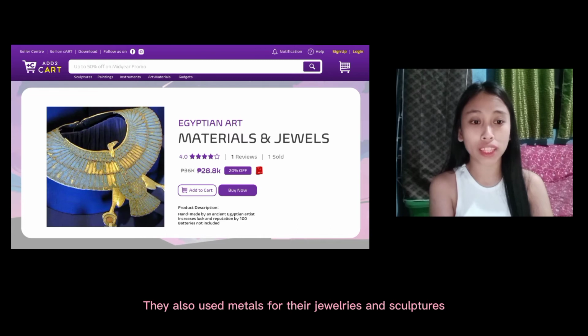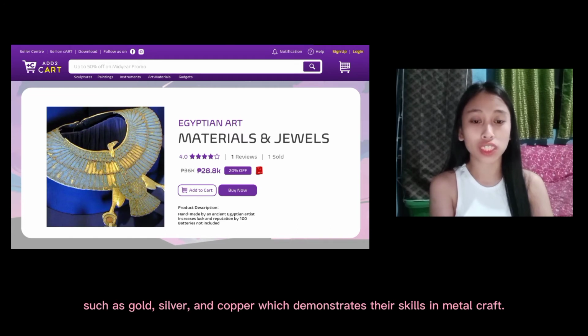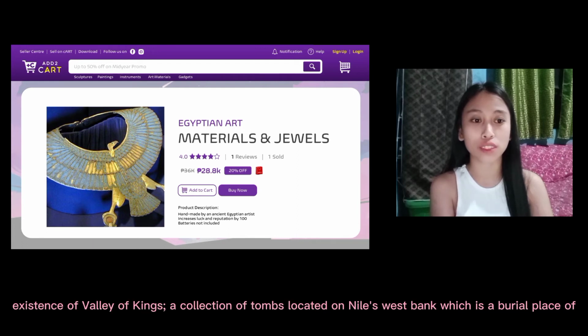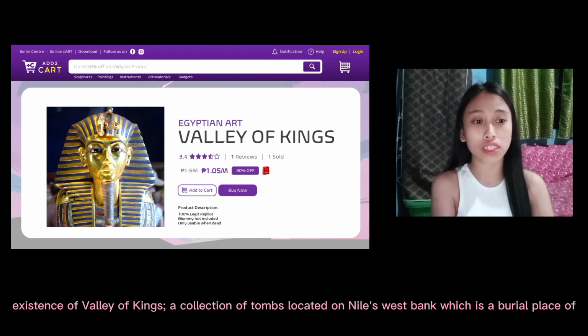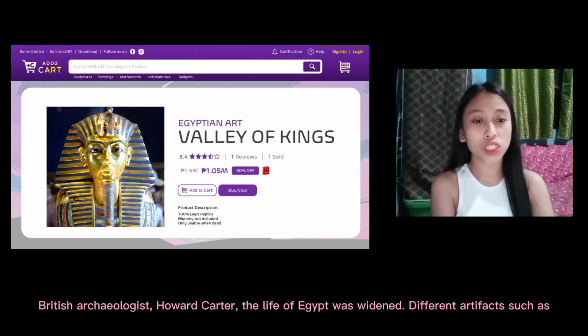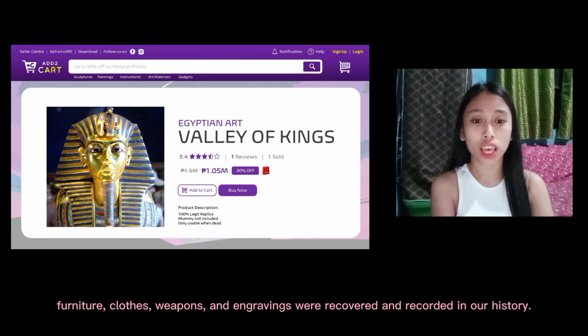They also use metals for their jewelries and sculptures such as gold, silver, and copper, which demonstrates their skills in metalcraft. One of the greatest examples of their culture in giving significance to their pharaohs is the existence of the Valley of the Kings, a collection of tombs located in the Nile's West Bank, which is a burial place of many royal individuals, and one of them is King Tutankhamun.